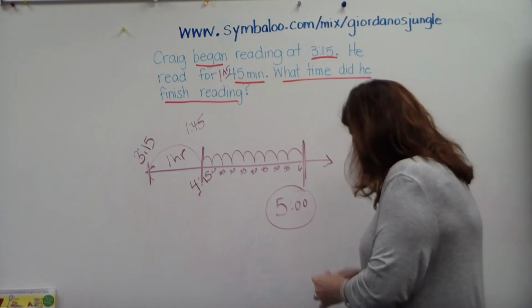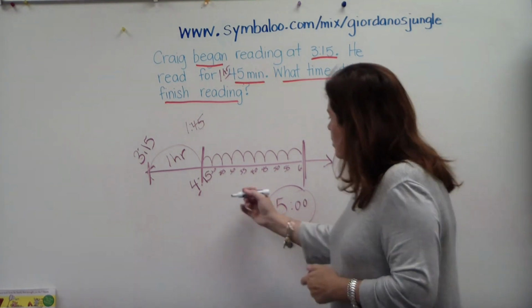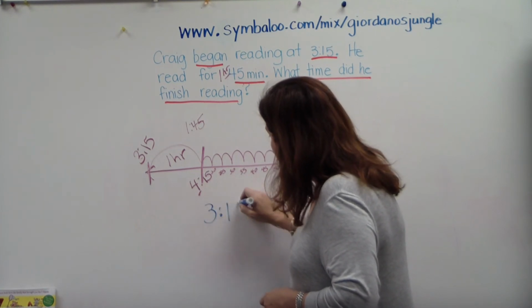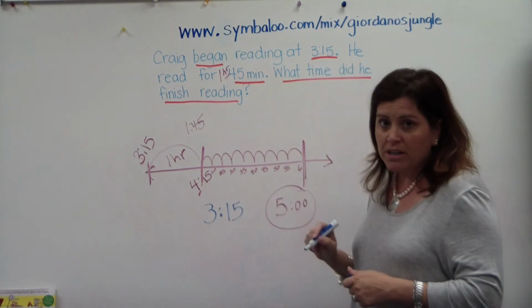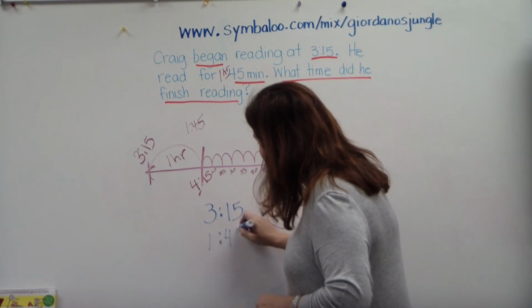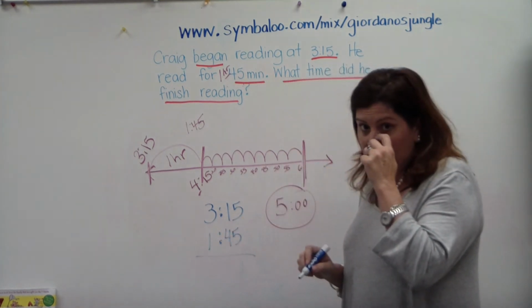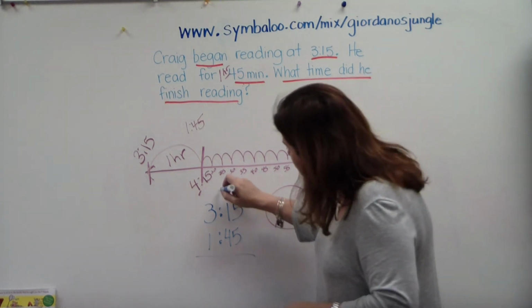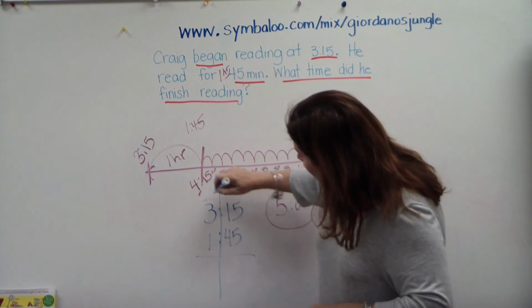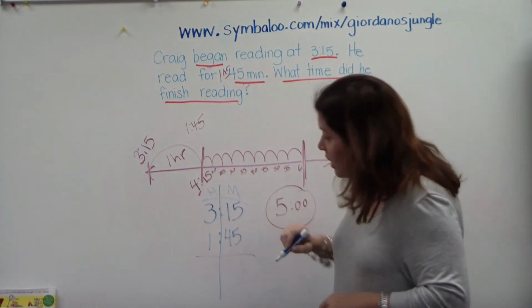Let's look at how to add that one. Let me use a different color so you can see it. So again, my start time this time was 3:15. I go back to my original start time. He read for 1 hour and 45 minutes, okay? Again, very much like your 10s and 1s. I'm going to draw a line down the middle here. These are going to be my hours. These are my minutes, right?